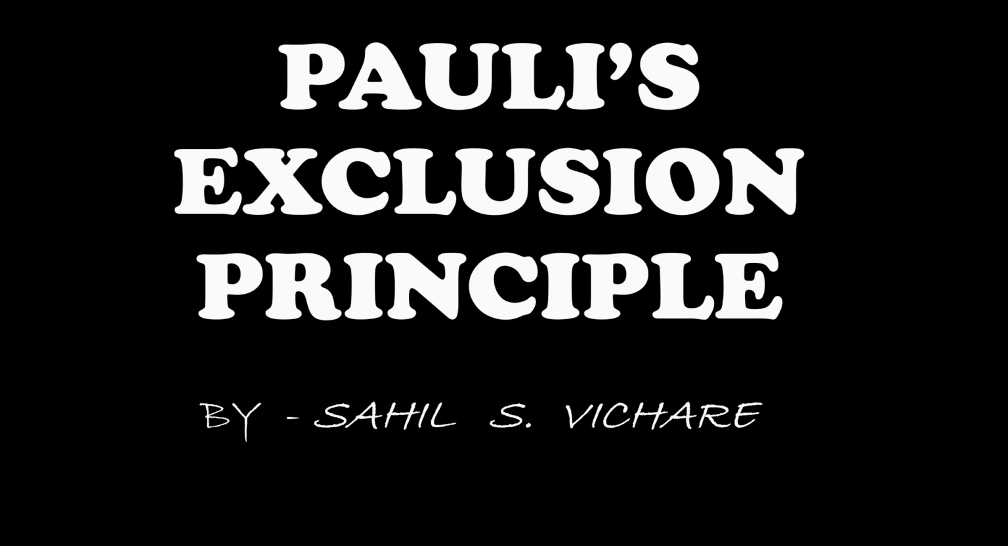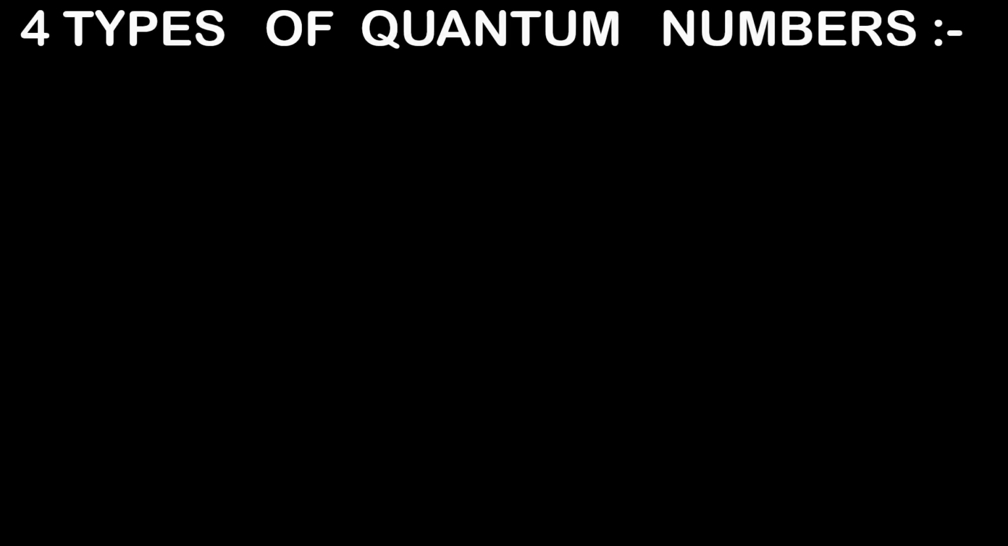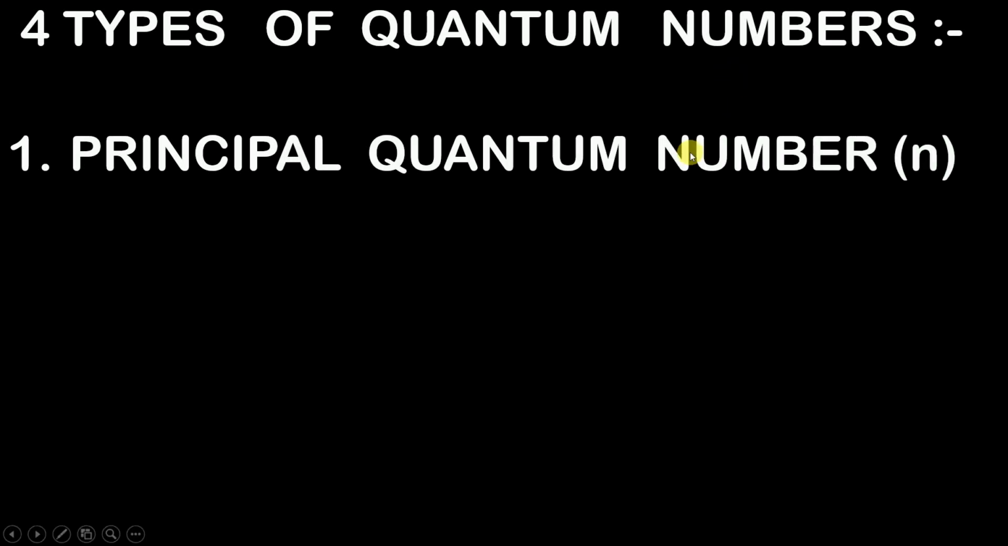Okay, now let's get back to our main topic. To understand Pauli's exclusion principle, first you must know certain basics. There are four types of quantum numbers. The first one is the principal quantum number, which is represented by n. This value of n tells us the energy level inside which our electron is present.